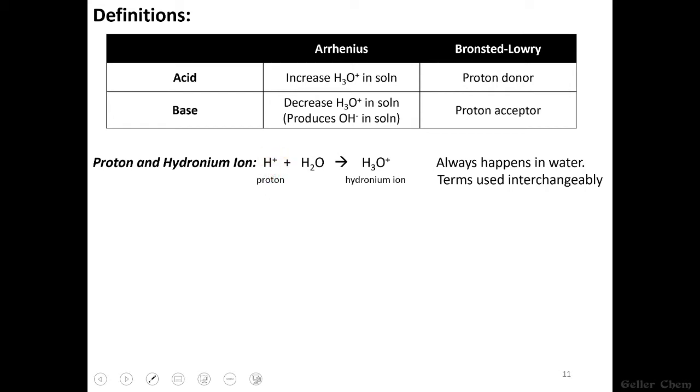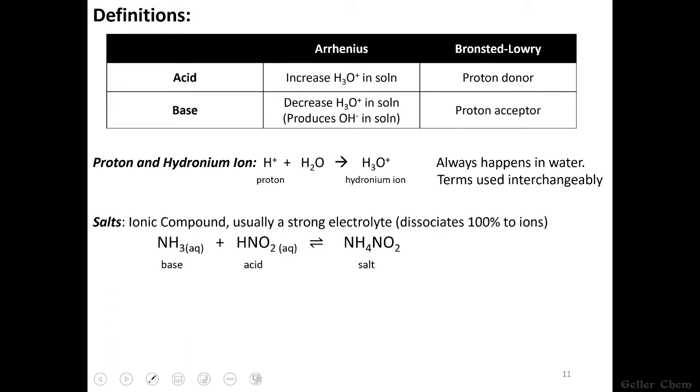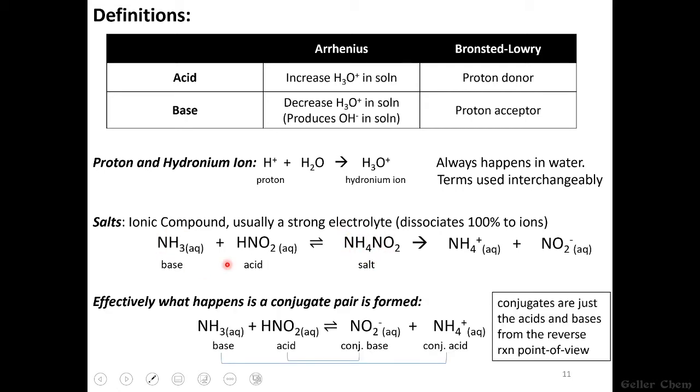Now, if an acid and a base meet each other, they will form a salt. This is an ionic compound, usually a strong electrolyte. So for example, if we have a weak base like ammonia, and it meets a weak acid like nitrous acid, the two would come together to form this compound here, which we would call a salt, and then that would 100% break apart into NH4+ and NO2-. And so this salt is more like a middleman, and we'll just cut it out because effectively what's really happening is these form these, which is what's written here.